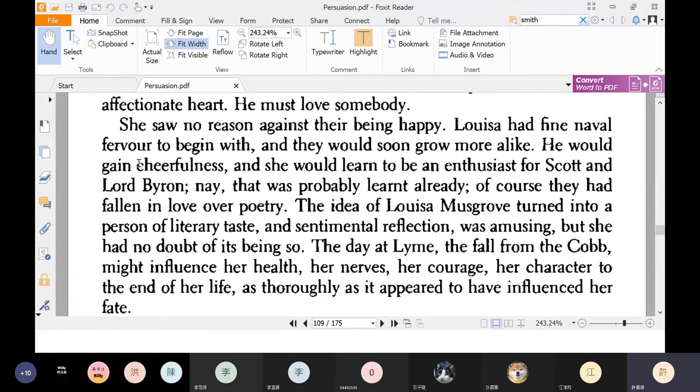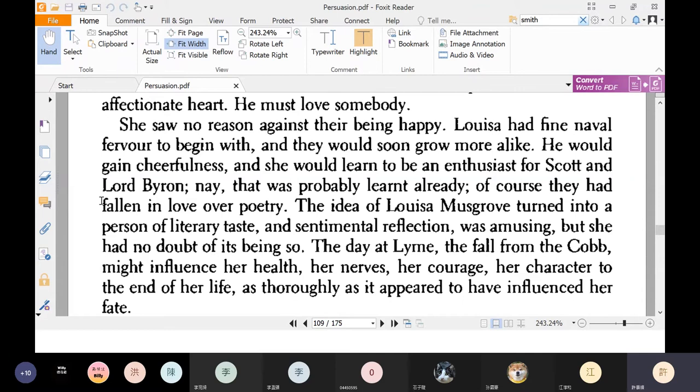This paragraph, Anne here is talking about Louisa's marriage with Captain Benwick. She saw no reason against their being happy. Louisa had fine naval fervor to begin with. Fervor here means passion, so a passion for naval things. And they would soon grow more alike. Do you think that's true, that married couples grow more and more alike?